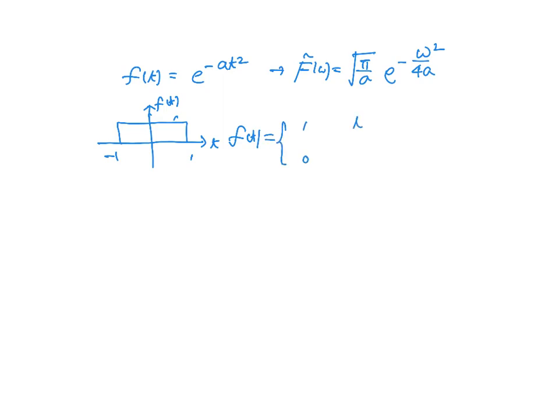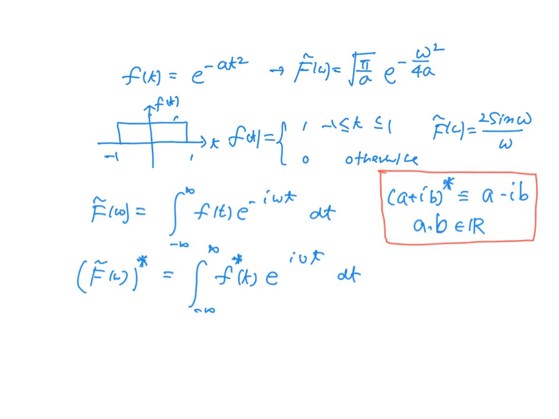one, zero otherwise, then two omega sine omega, right? So we can check that from the previous.